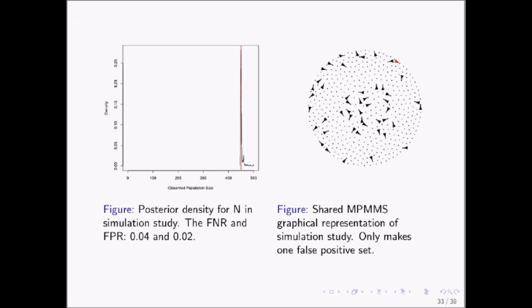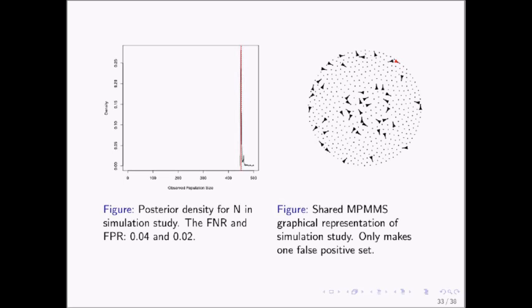The output of the generative model that I proposed in 2015 gives you a posterior density for the estimated sample size, which is n. You also get the false negative rate and the false positive rate. Here, what you end up getting is 0.04 and 0.02. You want these to be very close to 0, so these are quite low.